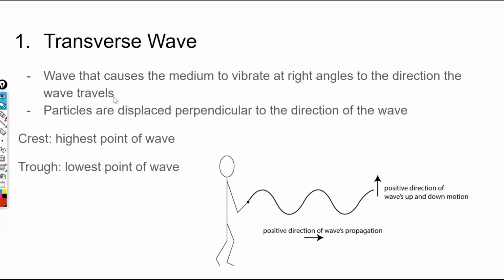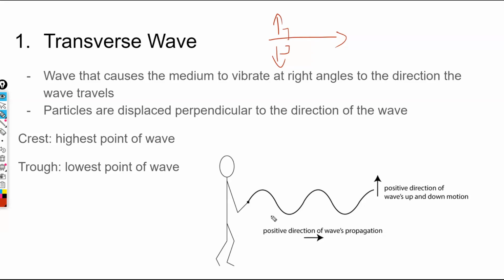So let's talk about the first type of mechanical wave, which is what we'll call a transverse wave. This is a wave that causes the medium to vibrate at right angles to the direction of the wave it travels. It might seem a little bit weird, but I'll show you in a second. But what's happening, in terms of the particles, is they are displaced perpendicular to the direction of the wave. So let's say a wave is going towards the right. Particles will be displaced going up and down probably. That's 90 degrees, right? 90-degree angles.